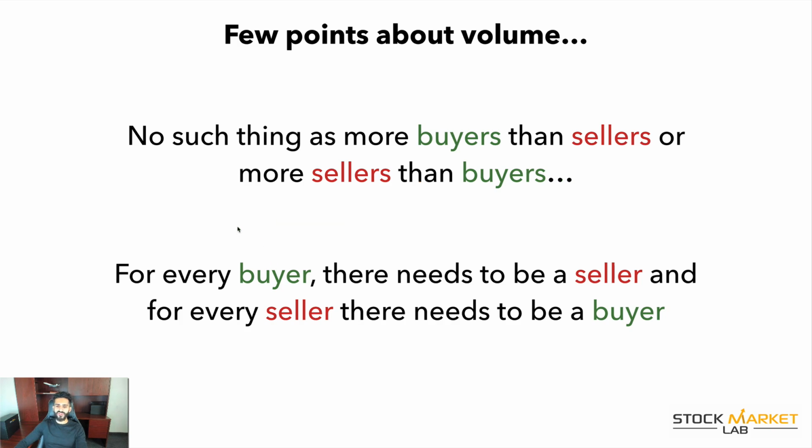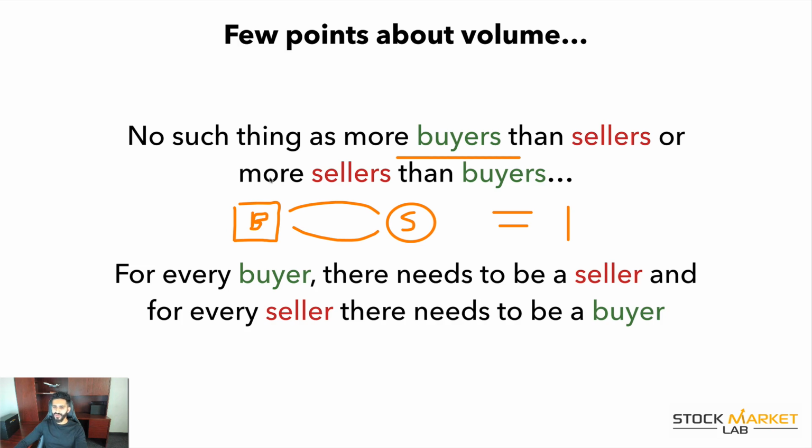Volume showcases a transaction between a buy and a sell order. So if someone buys a stock and someone sells a stock, the volume of that is 1, because there's a buyer and a seller that exchange the shares. So the volume is 1. So there's no such thing as more buyers than sellers or more sellers than buyers. Keep that in mind.